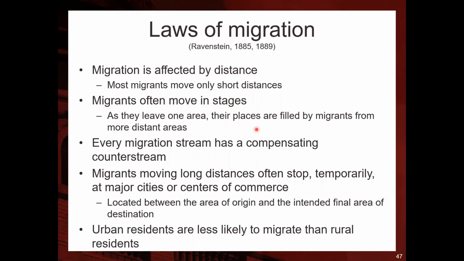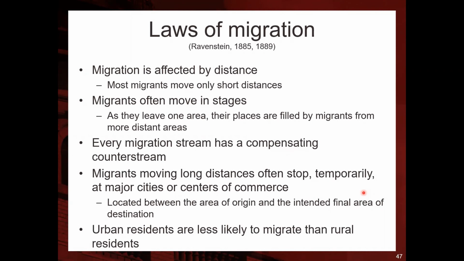If we say that now most immigrants coming to the US are from Asia and Latin America, that also creates the reverse flow, migrants going from the US to Asian and Latin American countries. So you can analyze both flows. Migrants moving long distances often stop temporarily at major cities or centers of commerce, located between the area of origin and the final area where the people want to live.